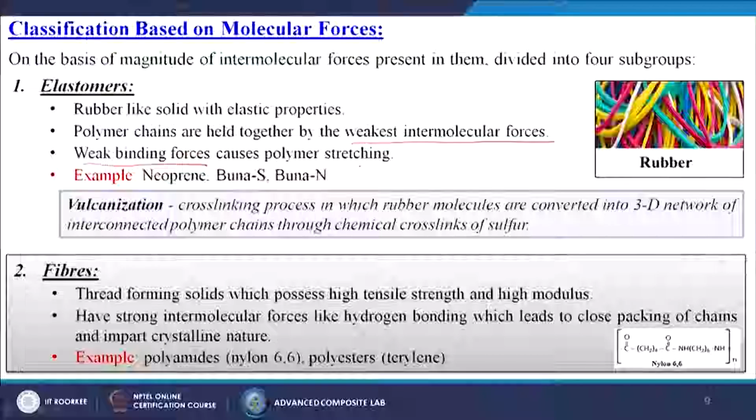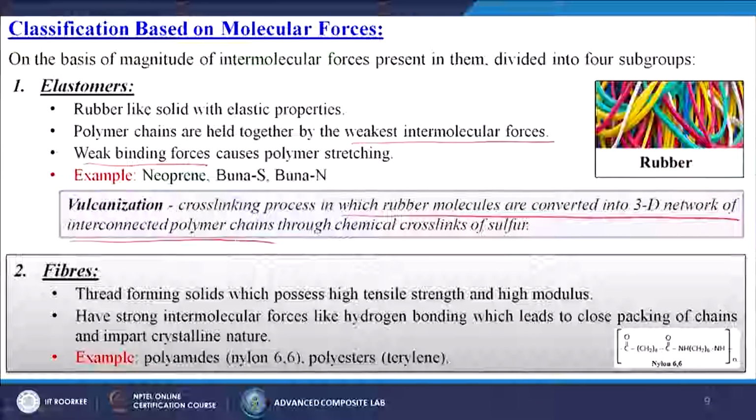Generally, when we are using this kind of elastomer, we add some fillers or additives. For example, for a tire, we add natural rubber with styrene butadiene rubber. How does this generally take place? The term is called vulcanization. What is vulcanization? It is generally a cross-linking process in which rubber molecules are converted into a 3D network of interconnected polymer chains through chemical cross-linking with sulfur. Here we have given only sulfur, but generally we can do vulcanization with hydrogen peroxide also. So, simply, in between the polymer chains we make cross-links.